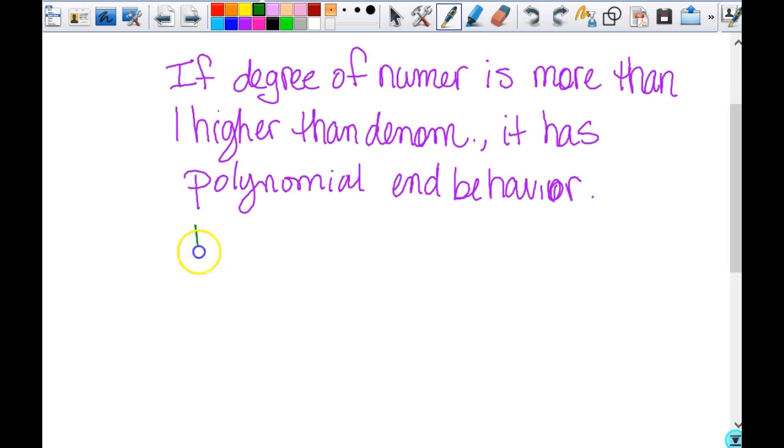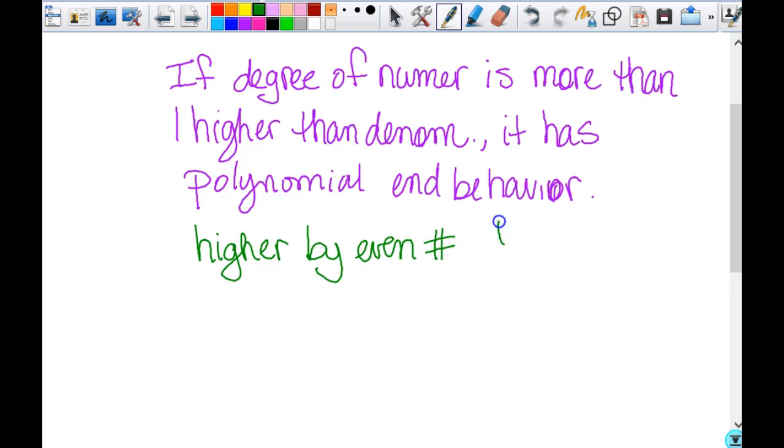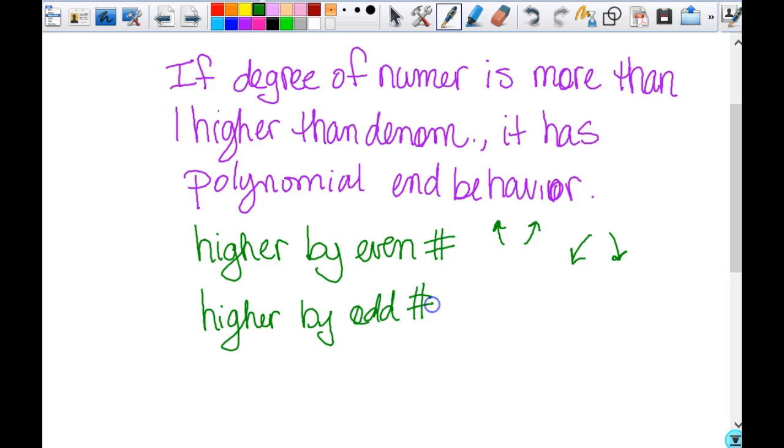If it is higher by an even number, then it acts like this or this, depending whether or not it's positive or negative, right? And if it's higher by an odd number, then it looks like this or this, depending on whether it's positive or negative. So just like it was for polynomials.